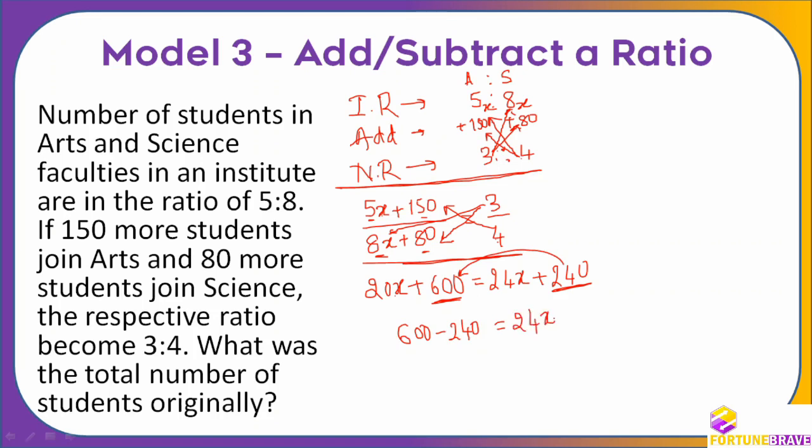So 24x minus 20x is equal to, till now the numbers are the same. Now you can see that this is equal to this, and then we are going to subtract. So subtraction will give me how much? 360, isn't it? 360 is equal to 24x minus 20x, which is 4x. Therefore x is equal to 360 upon 4, which is equal to 90.